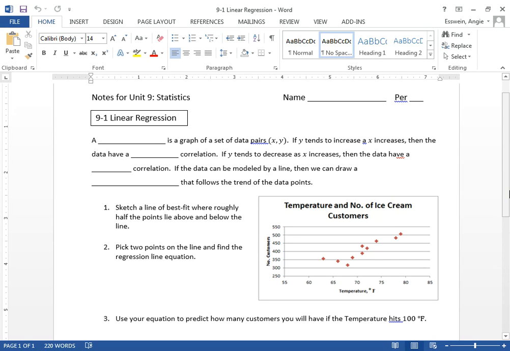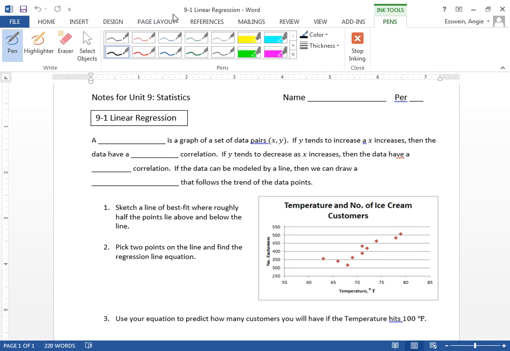So when we plot this, this is actual data. When we plot it, that is called a scatter plot. When we plot those points, we're looking for a pattern, which may or may not be linear, but of course we know because it's in this section that it's linear. So a scatter plot is a graph of a set of data points.